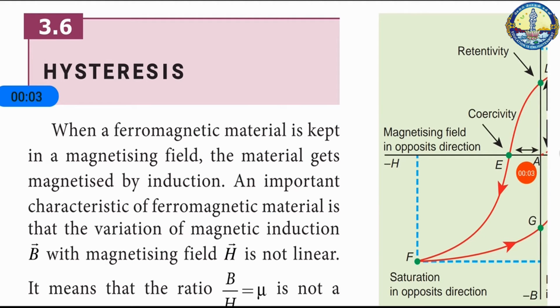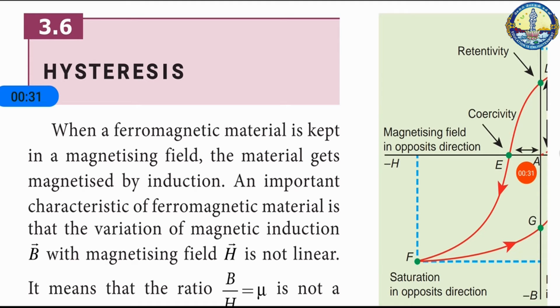Hysteresis. In this topic, we are going to see the characteristics of the ferromagnetic material when it is kept in a magnetizing field to get magnetized by induction. Here we have two important parameters. One is magnetic induction B and the other is magnetizing field H. The ratio between these two, B and H, is mu. It is not a constant.